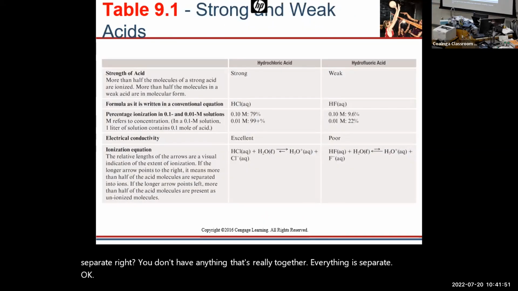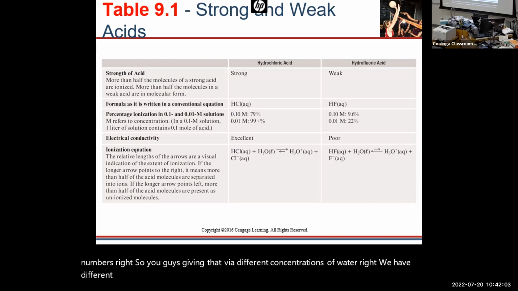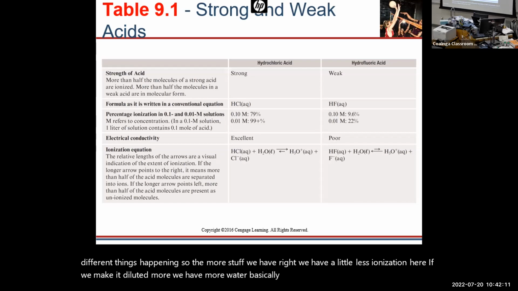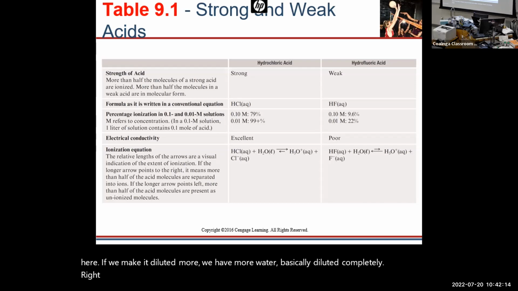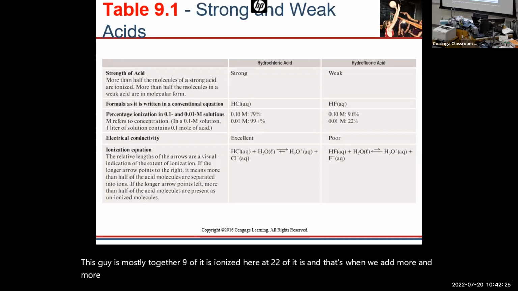This is basically summarizing what we just talked about, but they're giving you actual numbers, so you get an idea. At different concentrations of water, we have different things happening. The more stuff we have, the less ionization. If we dilute it more, we have more water. Here, this one is mostly together, 9% of it is ionized. Here, 22% is ionized as we add more and more water. To make a weak acid more ionized, we have to add a lot of water to get there.